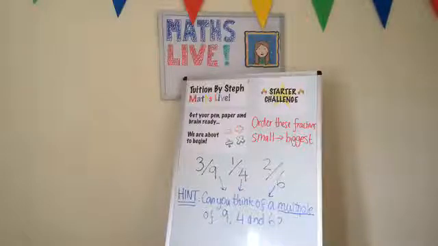So just remember that when you're ordering and comparing fractions, the denominators need to be the same. So how are you going to make those denominators the same?